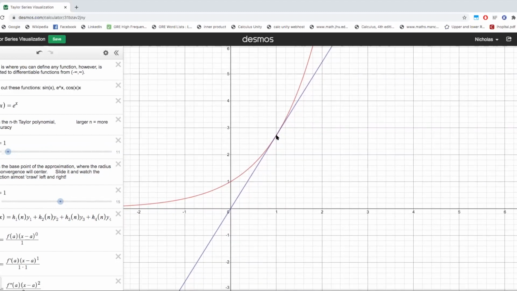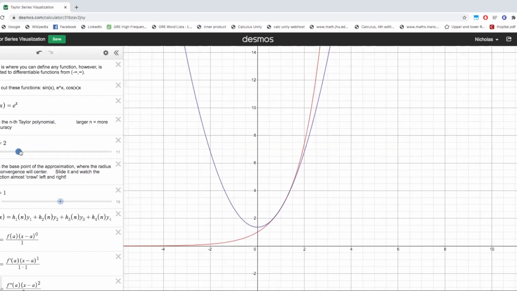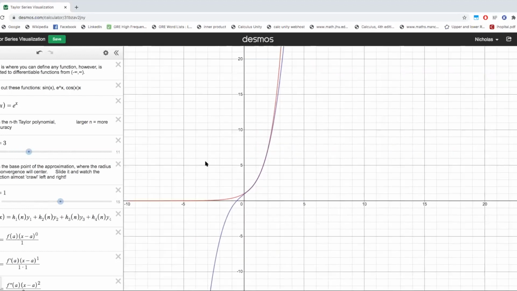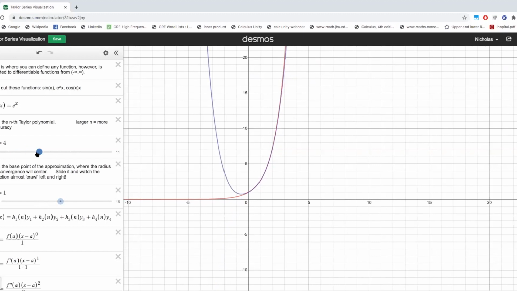So we're approximating right here. And if I make n equals 2, oh, that's a little better. N equals 3, even better. So it's really coming to the shape of e to the x as I make n larger. All right.